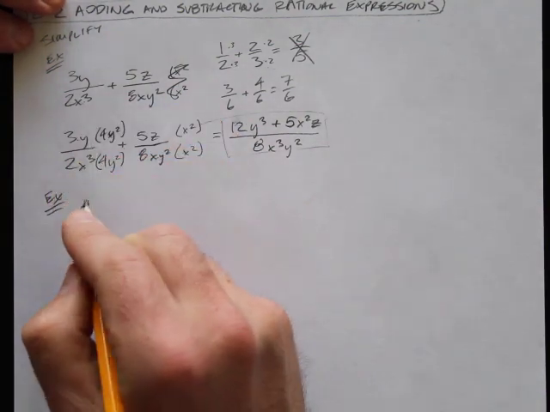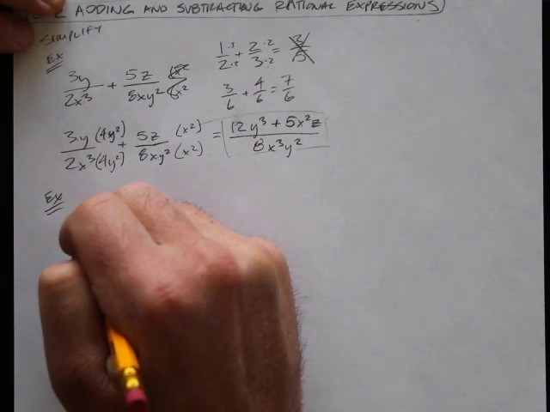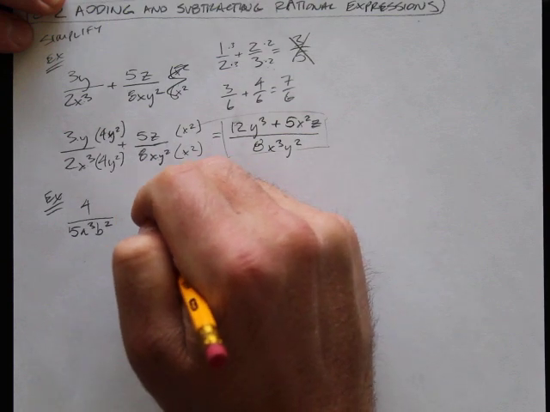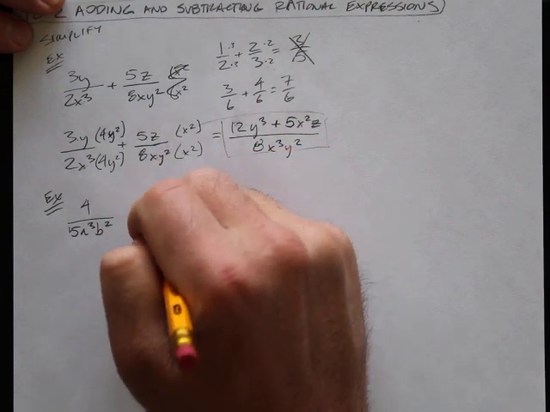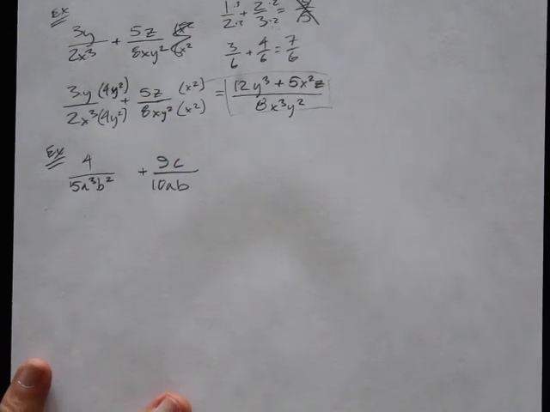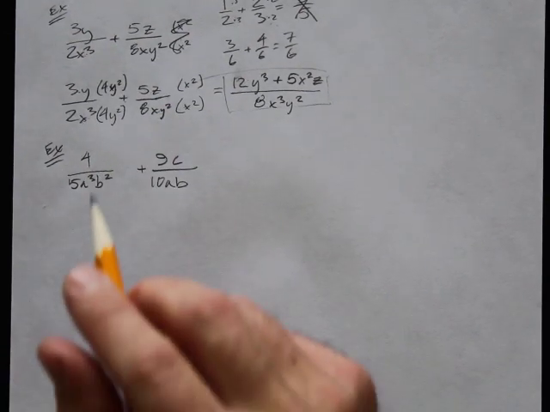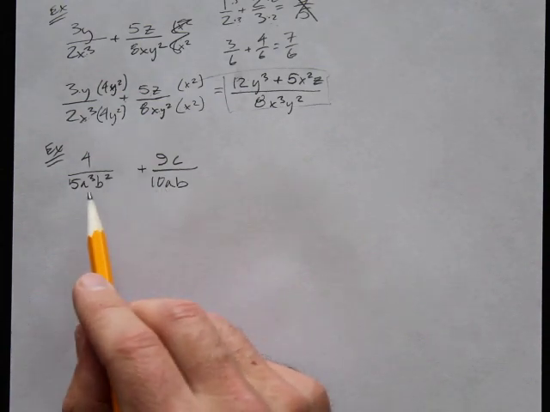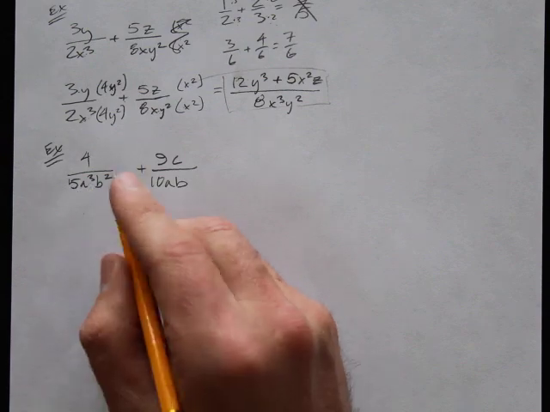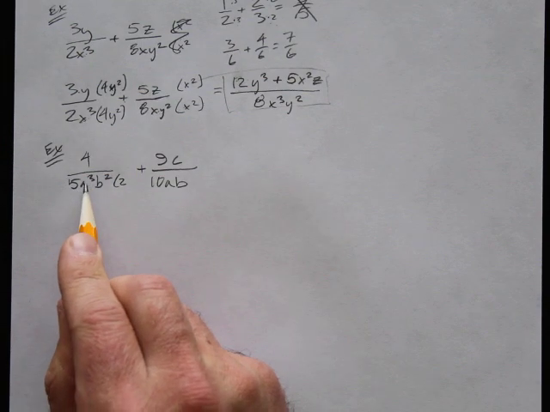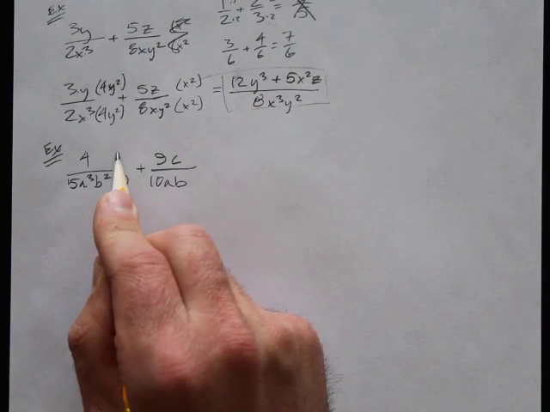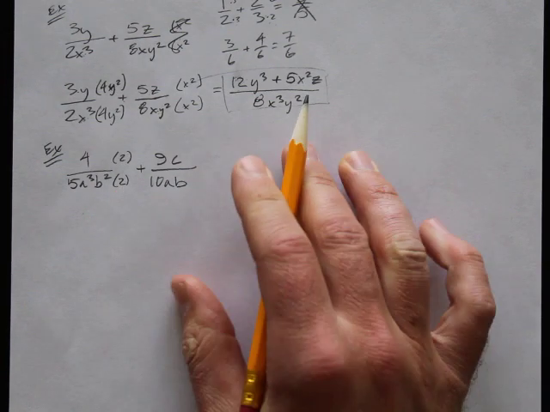Let's see, 4 over 5a cubed b squared. I'm going to leave some space, plus 9c over 10ab. Okay, again, same idea as the one we just did. I'm going to look at the denominator and see what I'm missing from each one. So for this one, 5 times 2 is 10, so I need a 2. A cubed, I got that covered. B squared, I got that covered. So I'm just going to multiply the top and the bottom both by 2.